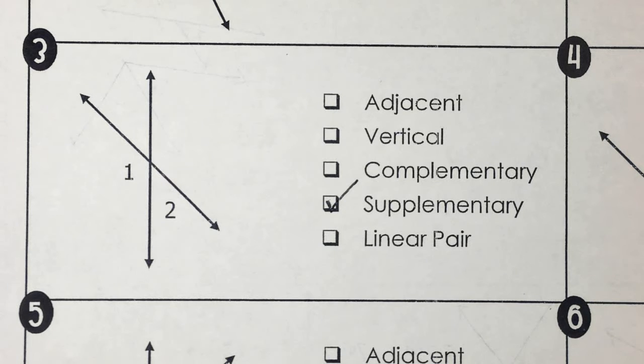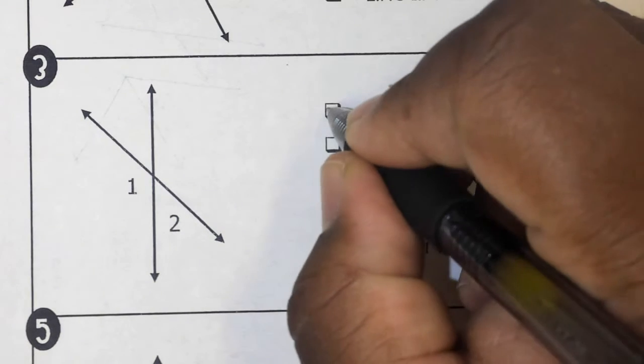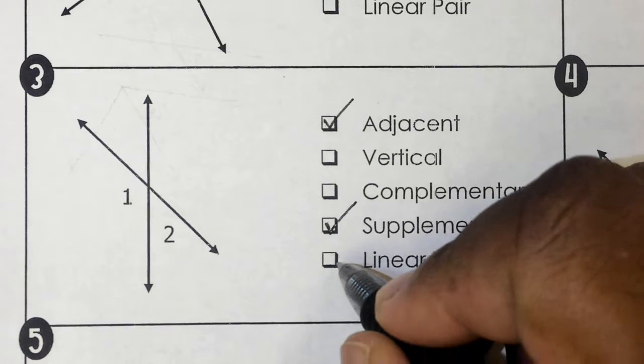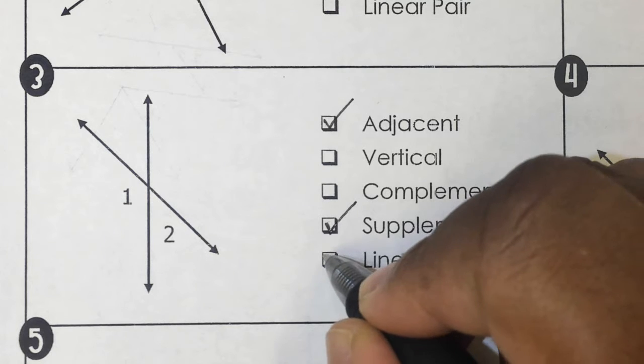Which one? You said vertical and adjacent. Which one are you going with? They adjacent? Yep. Look in your definitions. Adjacent and supplementary are together in one of the definitions. If they're adjacent and supplementary, they have to be a linear pair. That describes a linear pair.